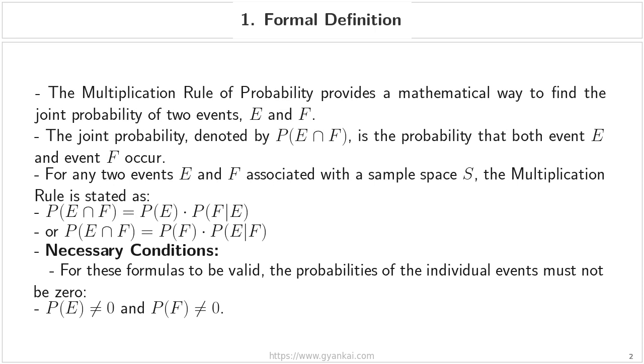However, there is one important rule to keep in mind before you start your calculations. For these formulas to actually work, we have a necessary condition. The probabilities of our individual events cannot be 0. In other words, the probability of E cannot be 0, and the probability of F cannot be 0. If the first event can't even happen, we can't move forward to calculate the second part of the rule.